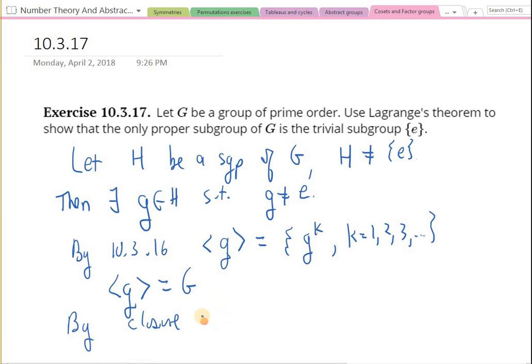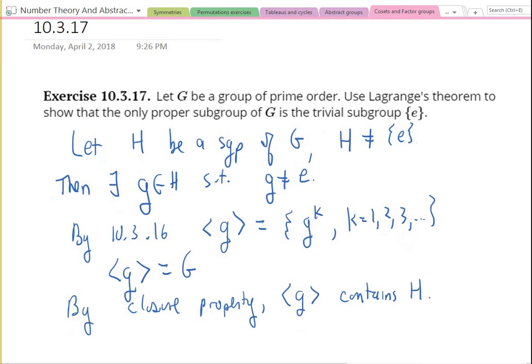So I close your property. What did you say contains H? The orbit of G contains... that's true. Okay, so what does that mean?